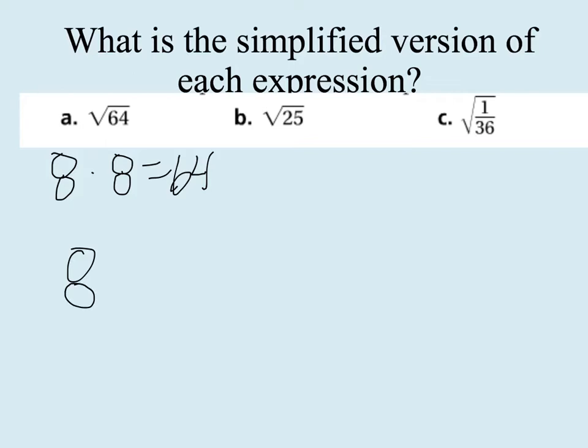Second one, if you're thinking, what two numbers multiply to get 25? That would be 5. 5 times 5 is 25.